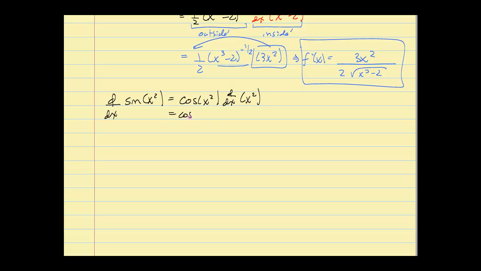Okay, so that would be cosine of x squared. The derivative of x squared is 2x. And of course, we don't want to confuse multiplication with that argument, so let's go ahead and pull it out front. And I get y prime equals 2x cosine of x squared.